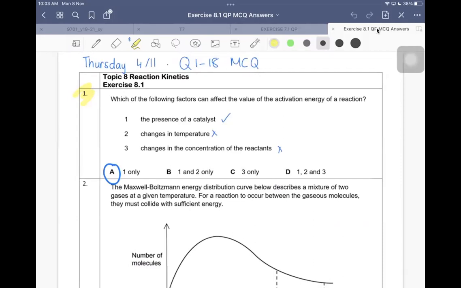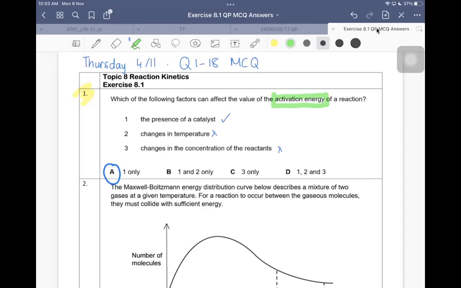Which of the following factors can affect the value of the activation energy of a reaction? Okay, so for this one, you have to remember that only a catalyst has the ability to lower the activation energy. Other factors like increasing concentration, increasing pressure, increasing temperature, or surface area will have nothing to do with changing the value of the activation energy.